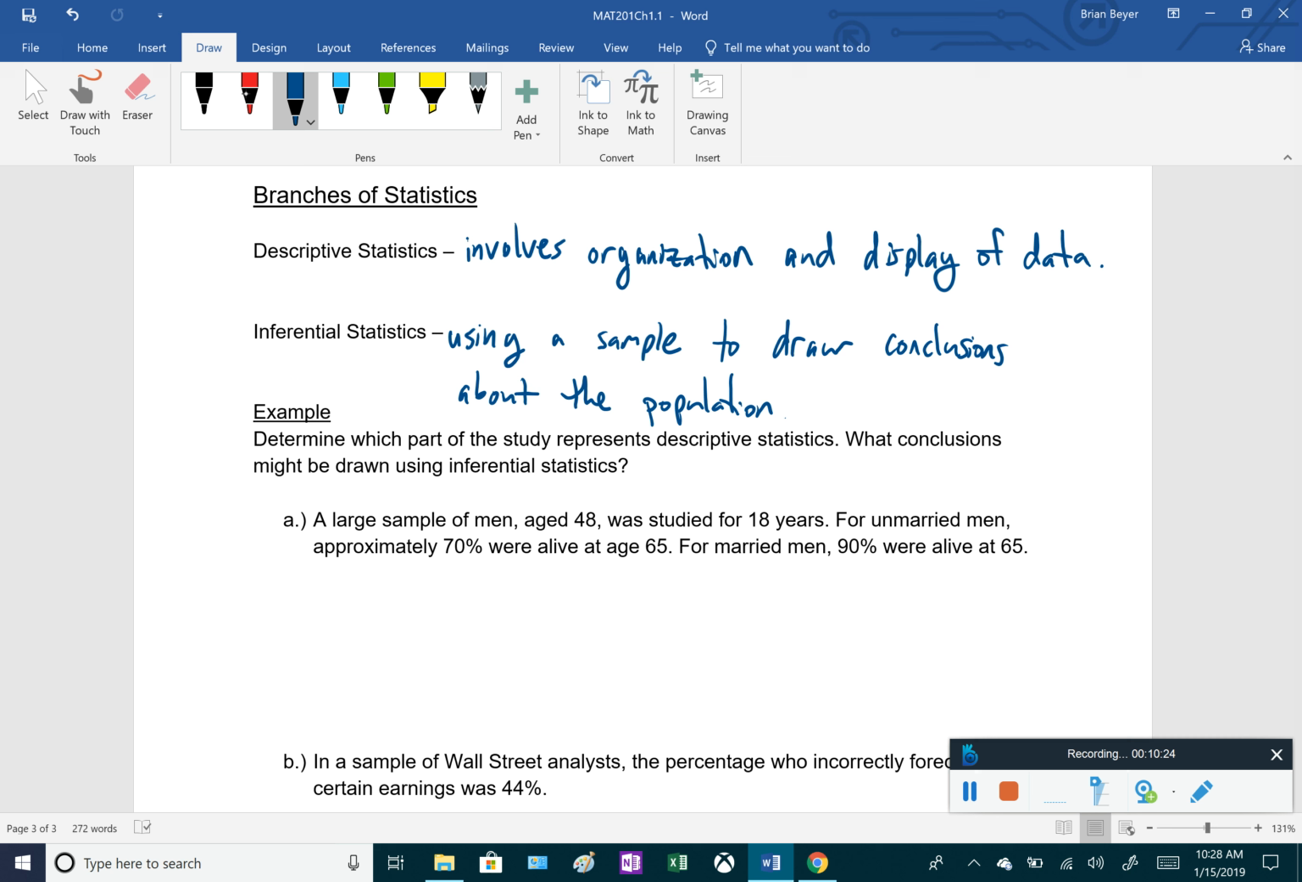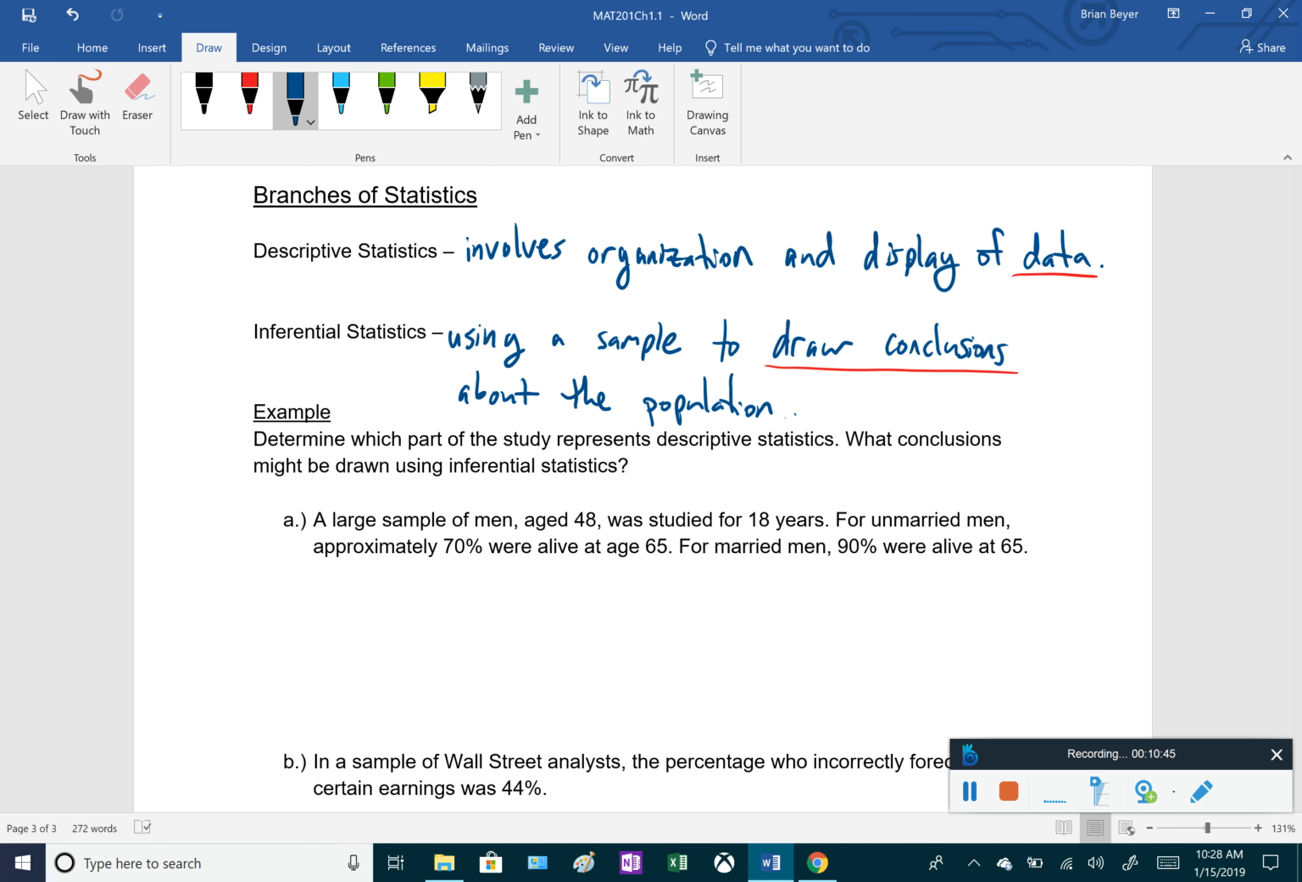So descriptive statistics is the data. Once again, kind of easy to remember, they both begin with D. Inferential statistics is how we can make inferences, which means how we can draw conclusions using a sample about the population.